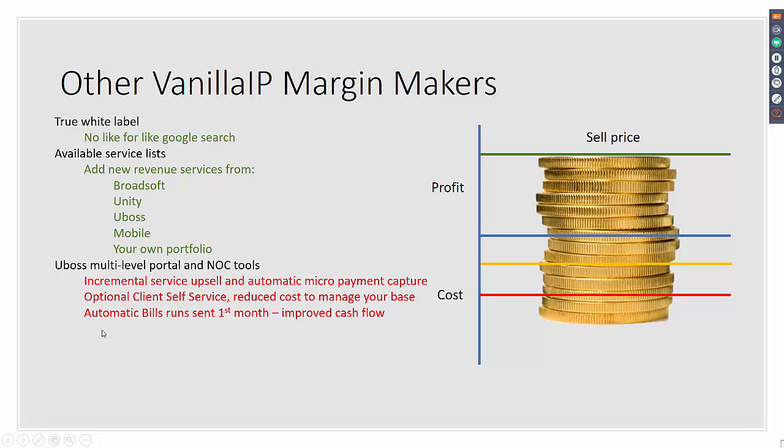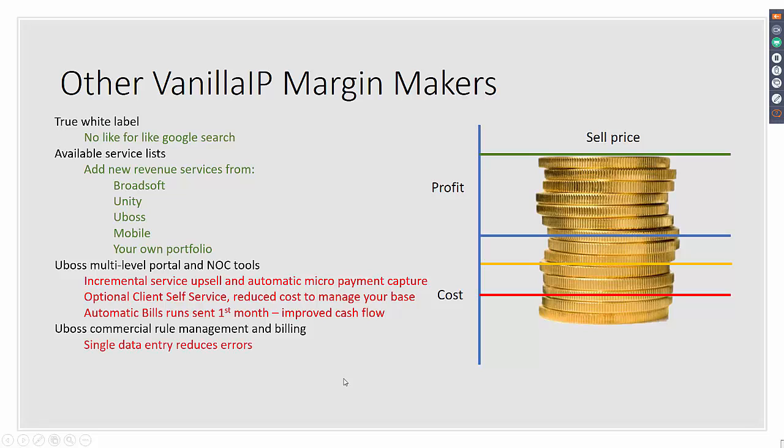And then if you take UBOS all the way through to being your billing solution, an automated bill going out on the first of the month, first of all means that you have less headcount in your billing team, which reduces your costs. It also improves cash flow. We're not really talking about cash flow today, but we should never ignore it because it's vital to all of us. It will improve the cash flow of your business, getting the bills out early.